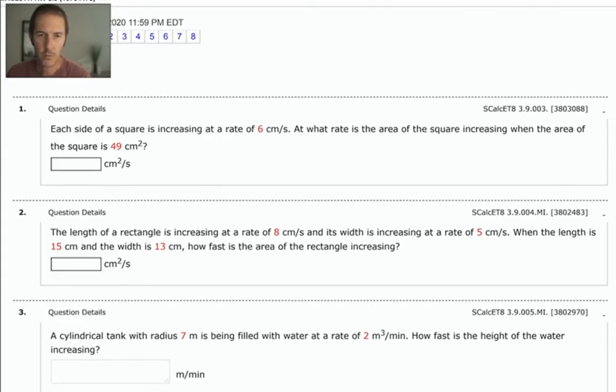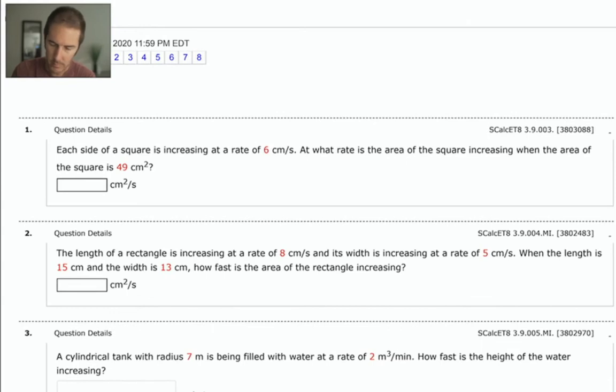Each side of a square is increasing at a rate of whatever. At what rate is the area? So we've got sides of a square and we've got area of a square. I'm not even reading any further. Area of a square, I have to turn on my pen. Area of a square is equal to x squared.